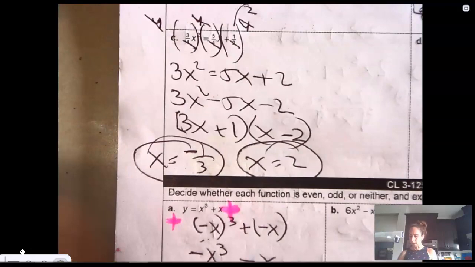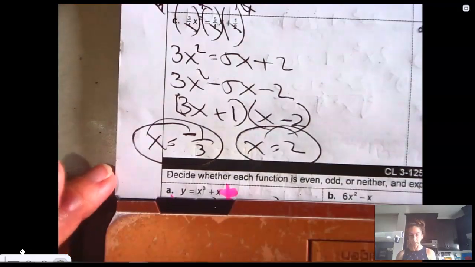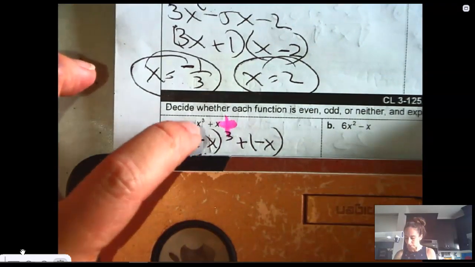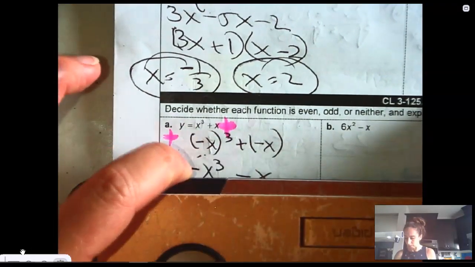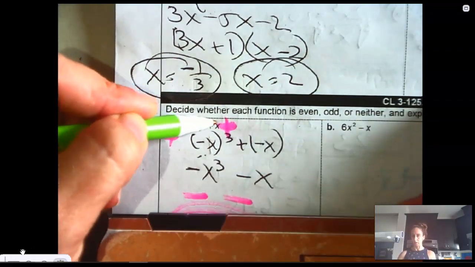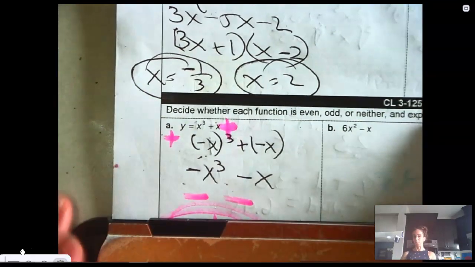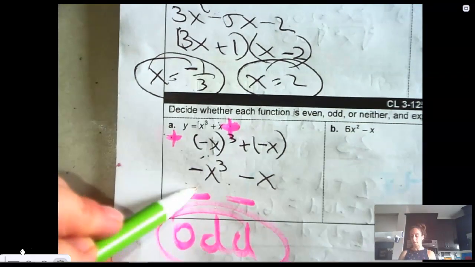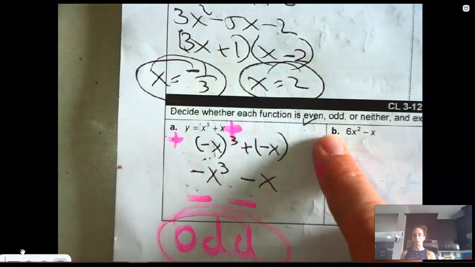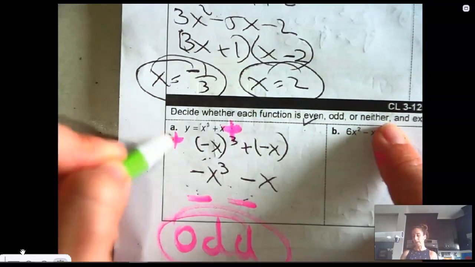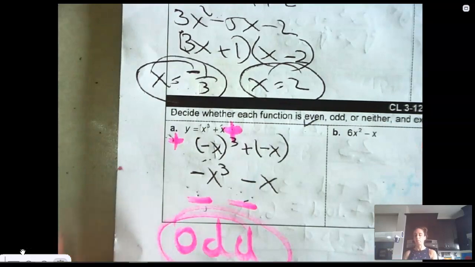Okay? In this one, you needed to know if it was odd, even, or neither. And so I'm going to do one of them. You plug in negative x, and when you cube a negative, it stays negative, and then that's minus x. If you look, positive, positive is how it started. It ended negative, negative. That's the opposite. Boom, that's odd. If this was positive, positive, and this was positive, positive, it would be even. If this was positive, positive, and this was positive, negative, I can't tell if they're the same or opposite. That would be neither. Okay? So that's it.